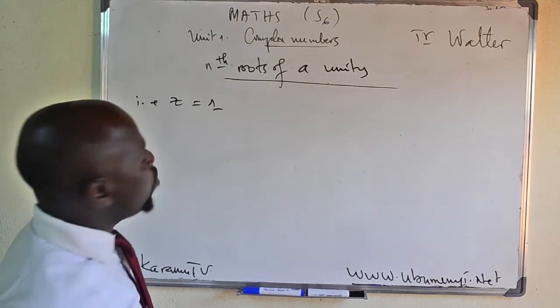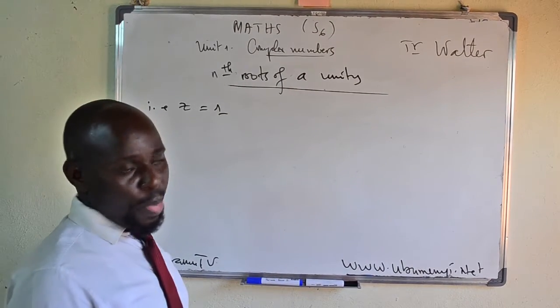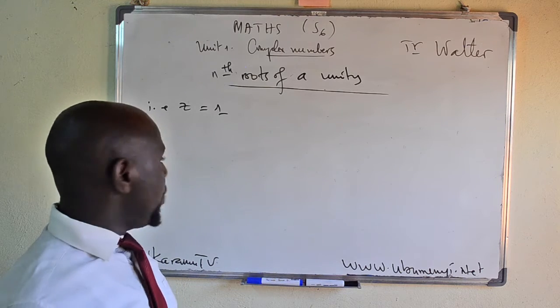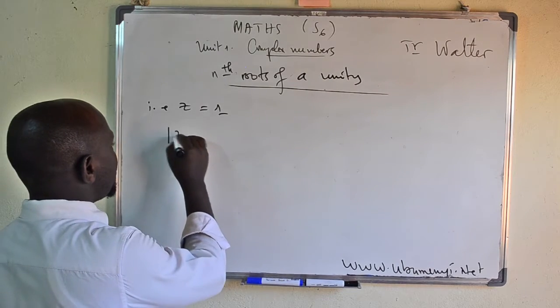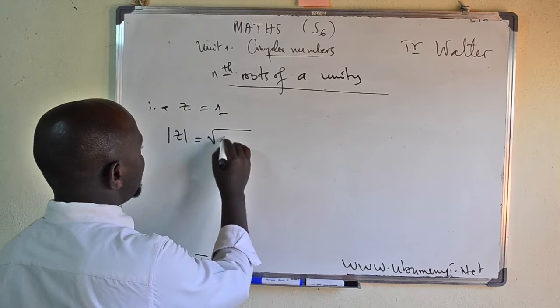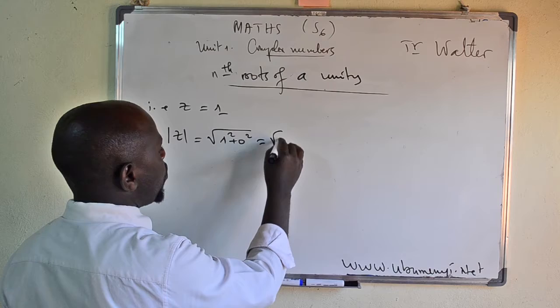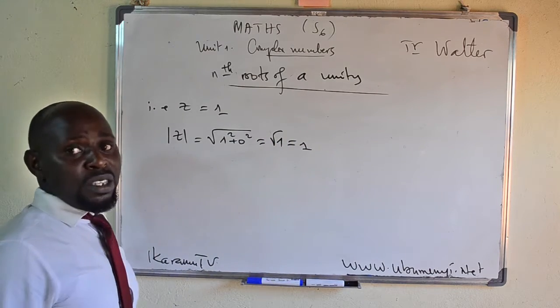Now, if z equals 1, ladies and gentlemen, we also need to find its polar form, the polar form of a unity. How are we going to find it? Here I must find the modulus of z. The modulus of z will be equal to the square root of 1 squared plus 0 squared, and this will be equal to the square root of 1, which is always 1. So the modulus is 1.